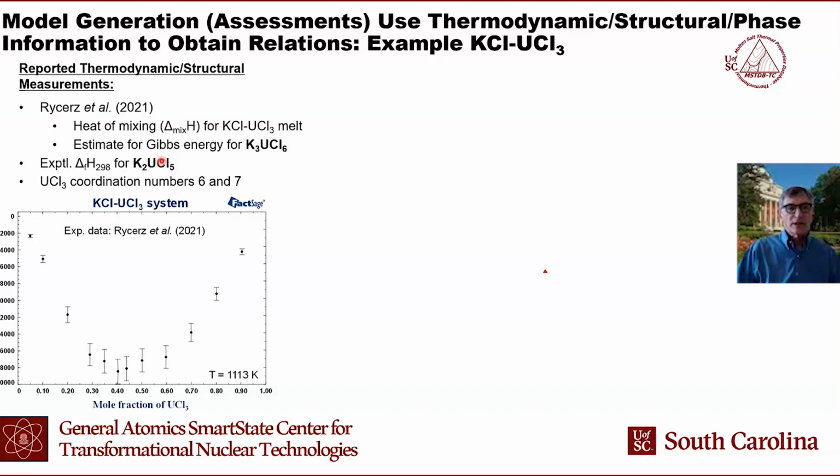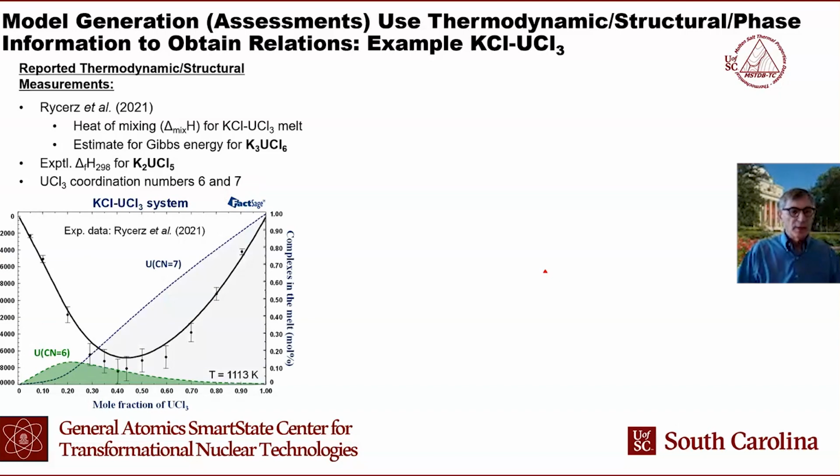A complication is the fact that UCl3 really sees two different coordination numbers. The cations see two different coordination numbers, 6 and 7, and that's a function of temperature and composition. And if you get to really high uranium contents, it can be 8 as well. So we have to accommodate the change in coordination numbers with temperature and composition, and we do that by including additional end members.